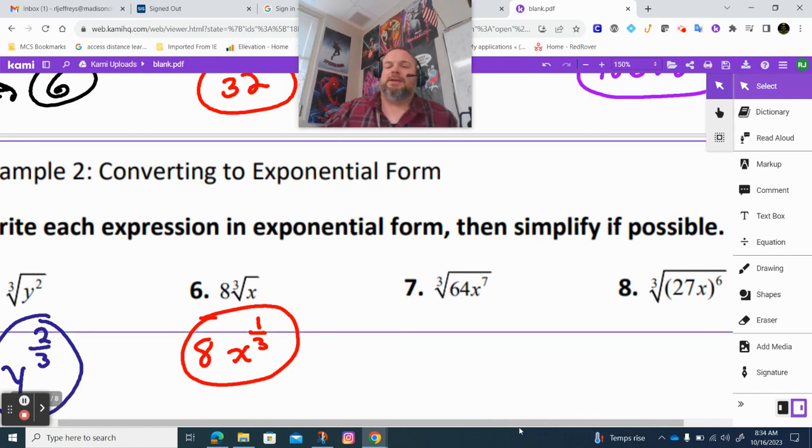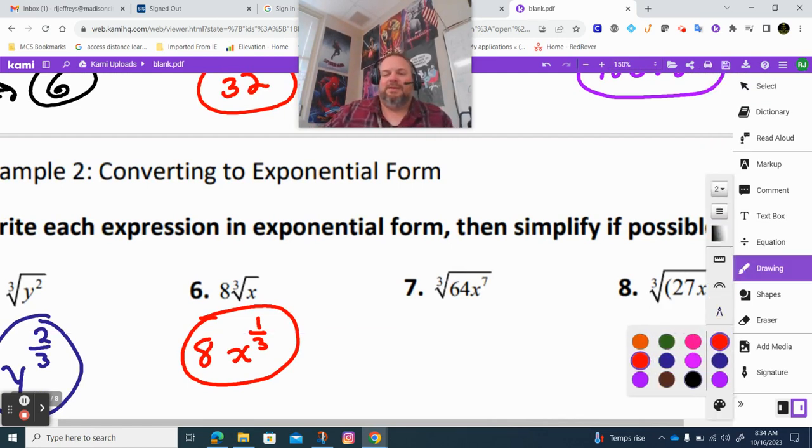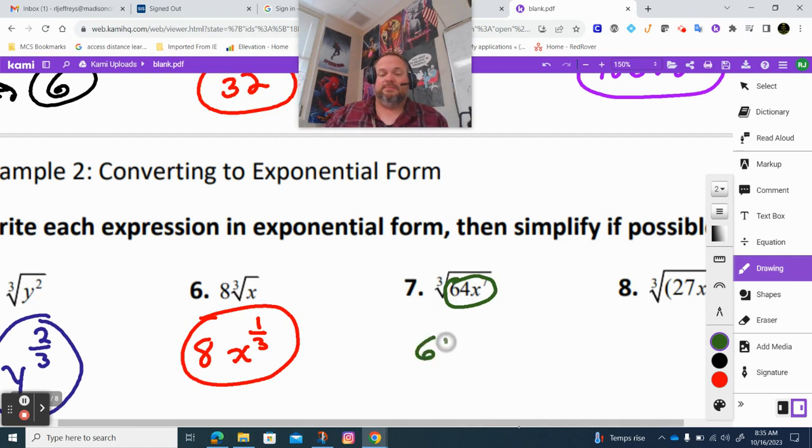Now, number 7. What is our base in number 7? Yeah, it's actually all of this is our base, because that's all underneath the radical. All right. What is our root? Yeah, it's 3. Whether somebody said it or not, we just got to keep going.